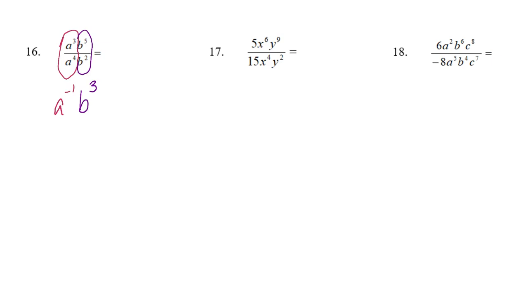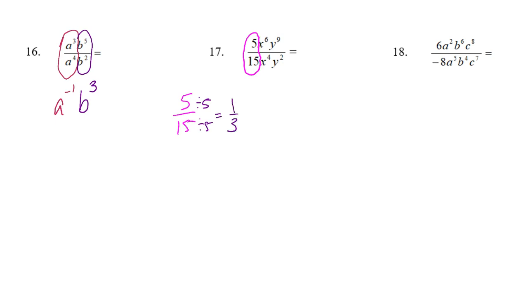All right, number 17, first thing you want to look at is your coefficients in the front, 5 and 15. So what goes into 5 and 15? Because 5 isn't divisible by 15, we need to figure out how to simplify that fraction. What goes into both of them? 5.